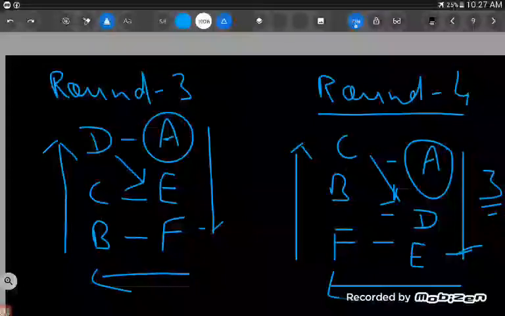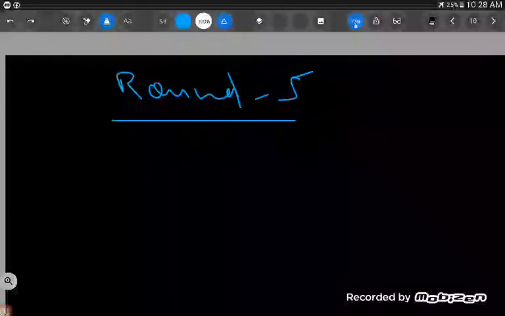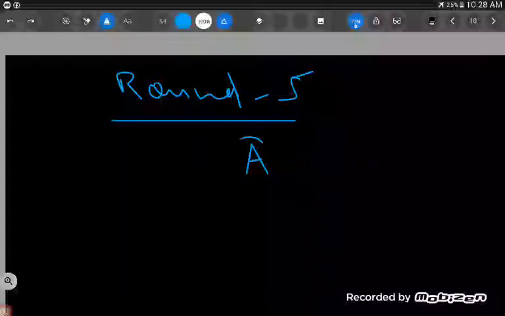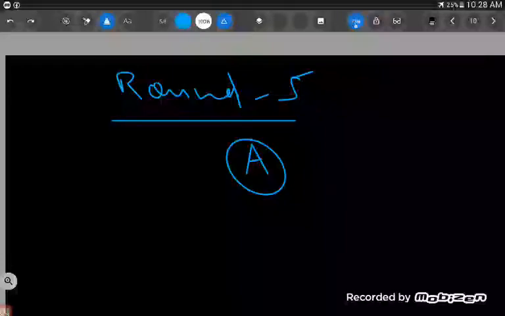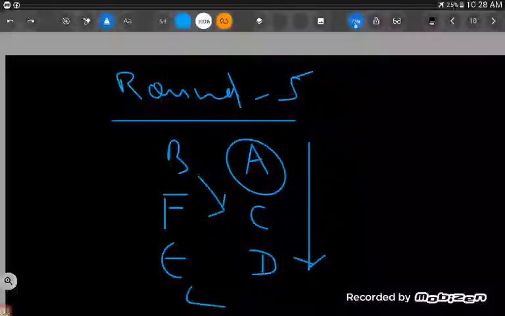Okay, round 5. Again you will write A here, then make it in a circle. Then which team will come down to A: C, D, then E, then F, then B. Your fixture has been completed here.